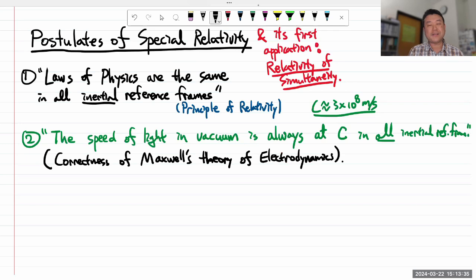The reason I call it this way is because if you assume that what you learned about electromagnetism in physics 4b is correct, which, why wouldn't you assume that? Then it follows from the first postulate that laws of physics, which contain Maxwell's theory of electrodynamics, say light travels at c. This is actually something you can derive from Maxwell's equations.